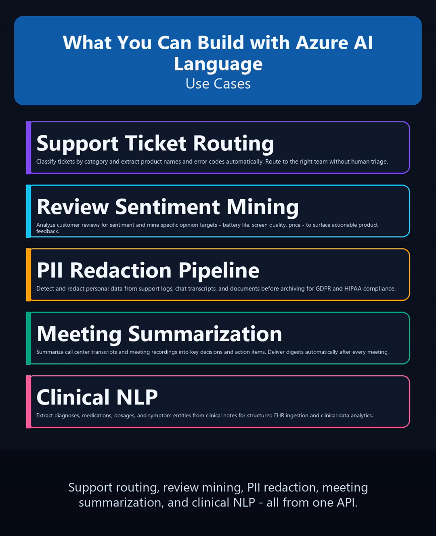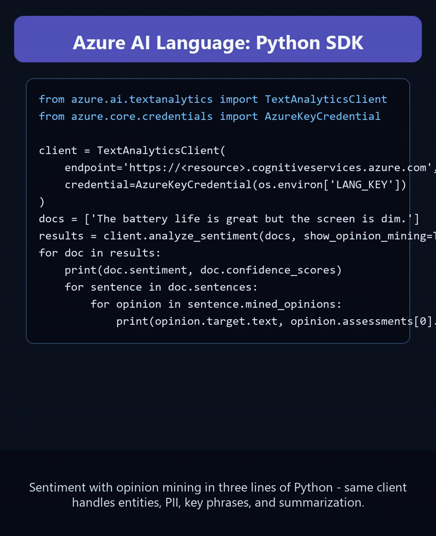3 lines to run sentiment analysis from Python. Create the text analytics client with your endpoint and key. Call analyze sentiment with a list of documents, and iterate over results to read sentiment labels and confidence scores. Add opinion mining equals true to get opinions about specific targets. The same client handles entities, PII, key phrases, and summarization through separate methods.